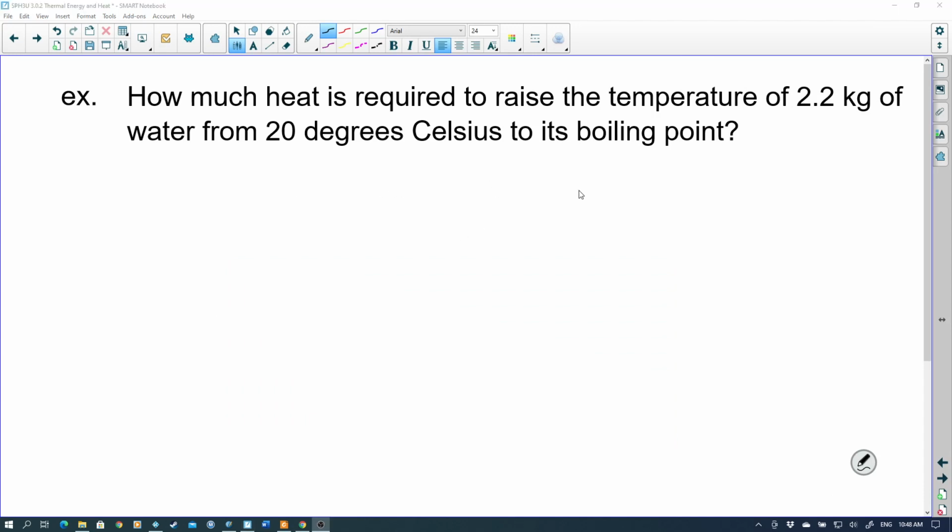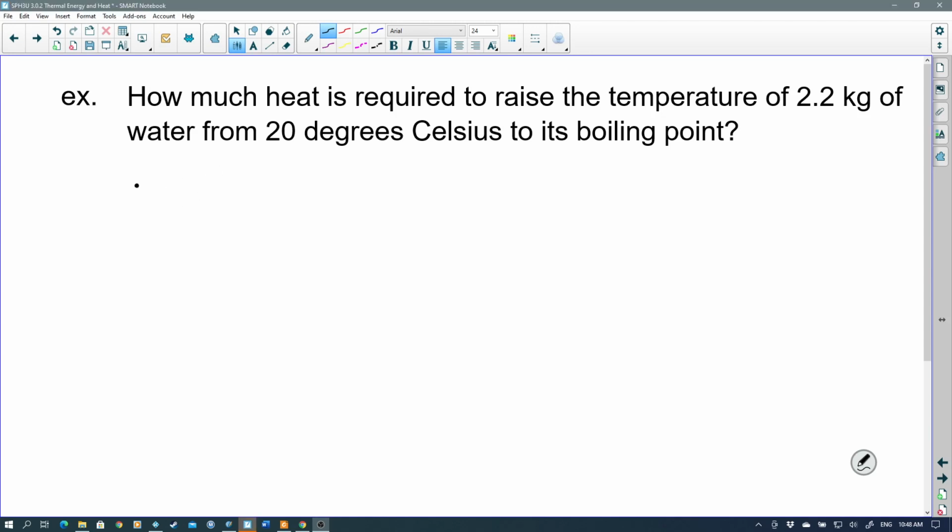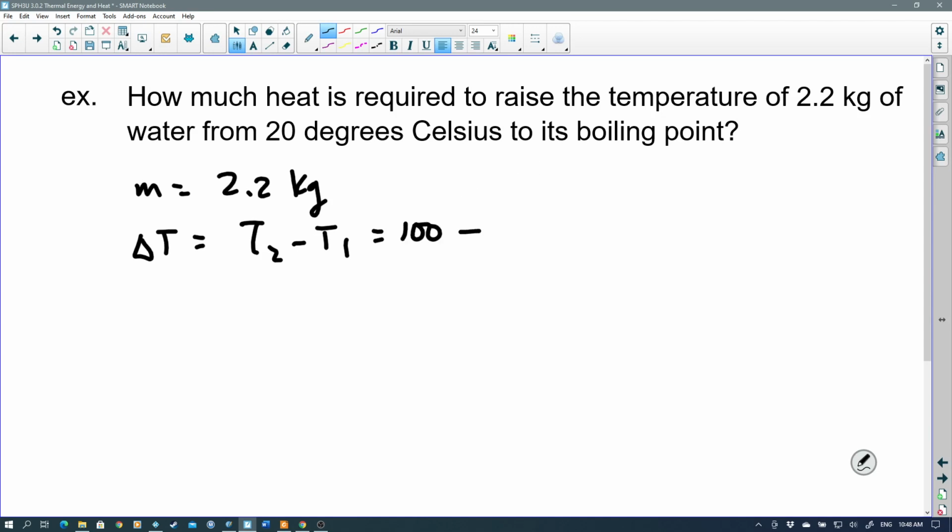So I could ask a question now: how much heat is required to raise the temperature of 2.2 kilograms of water from 20 degrees Celsius to its boiling point? So if we write down the information that's given to us in the question, the mass is 2.2 kilograms. We have a change in temperature, right? So delta T is equal to the change in temperature, T2 minus T1, which would be, what is the boiling point of water? Well, that is 100 degrees Celsius, and we're starting at a temperature of 20, so my delta T is 80 degrees Celsius here.